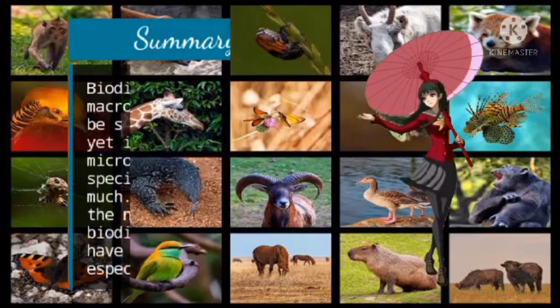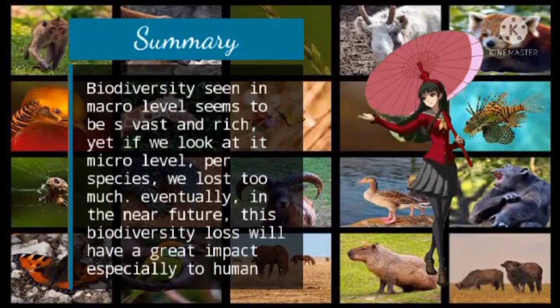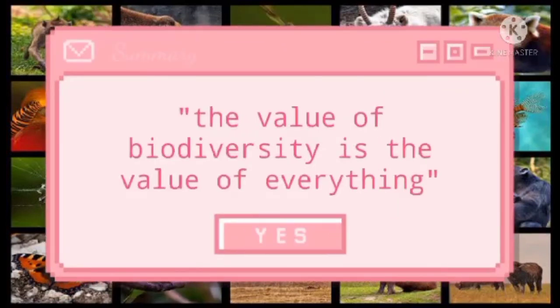Biodiversity, seen in macro level, seems to be still vast and rich. Yet, if we look at it micro level per species, we have lost too much. Eventually, in the near future, this biodiversity loss will have a great impact to us humans. Remember this, the value of biodiversity is the value of everything.